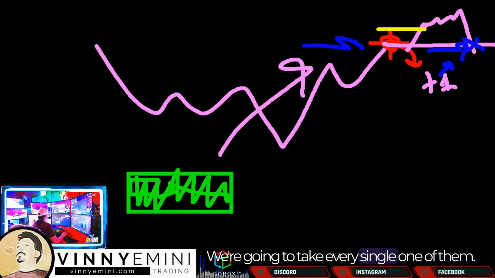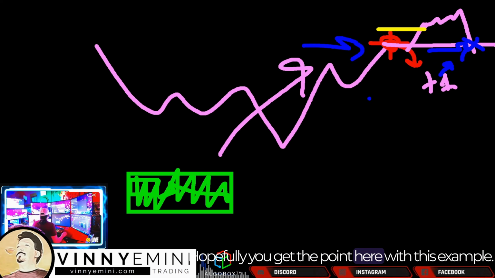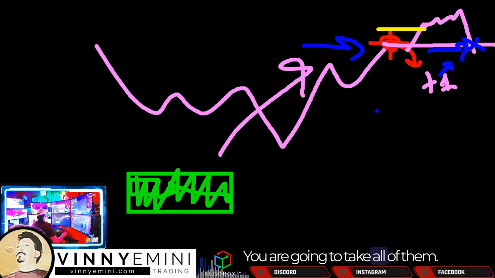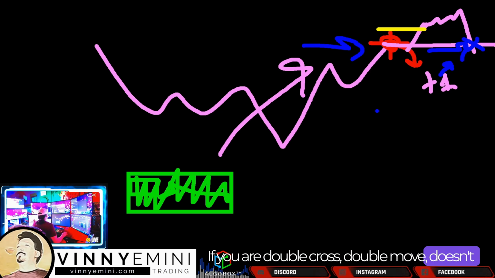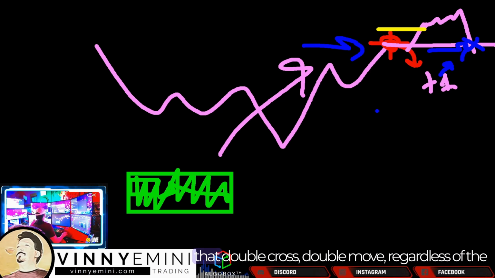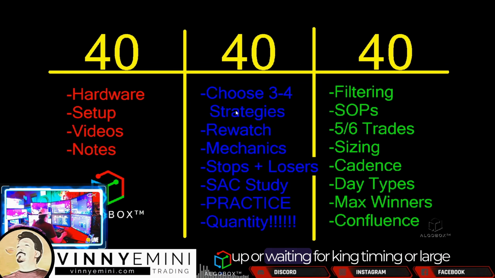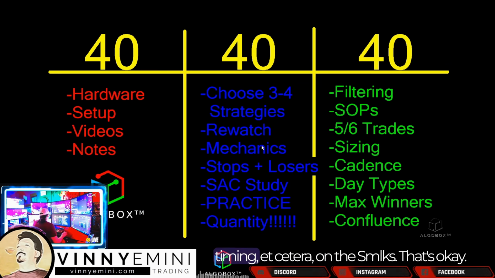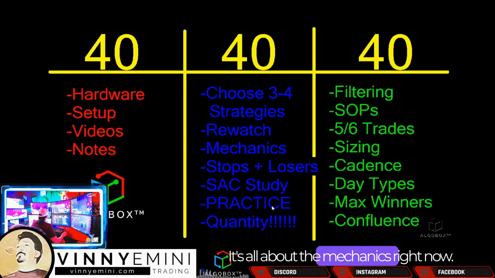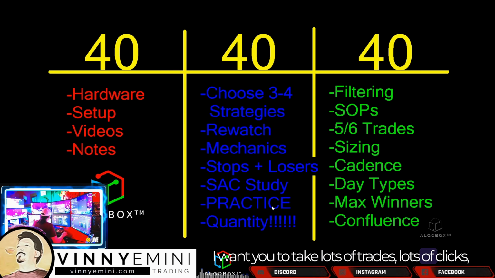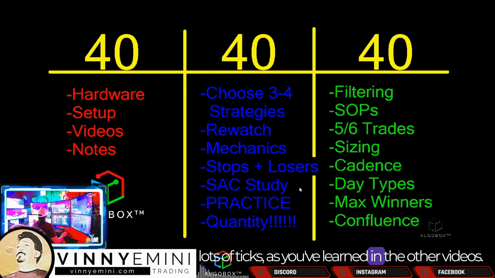Headshots, we're going to take every single one of them. Hopefully you get the point here with this example. You are going to take all of them. If you are double cross, double move, doesn't matter. Take every single one of them as that double cross, double move, regardless of the MACV filtering right now, or other filters. We have others like waiting for a ready up, or waiting for king timing or large timing, etc. on the SMLKs. That's okay. I want you to take all of them. It's all about the mechanics right now. I want you to take lots of trades, lots of clicks, lots of ticks, as you've learned in the other videos.